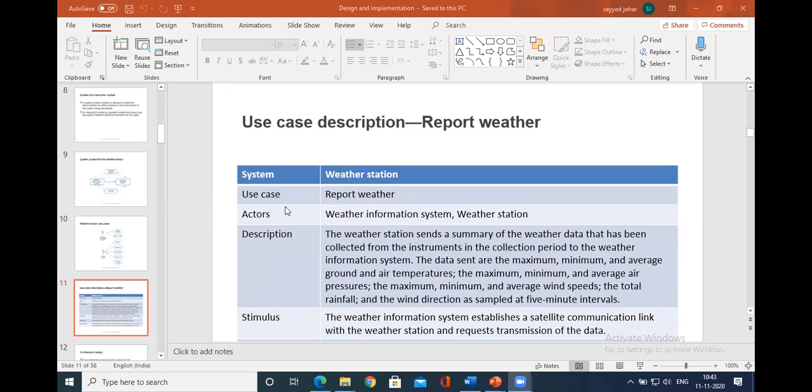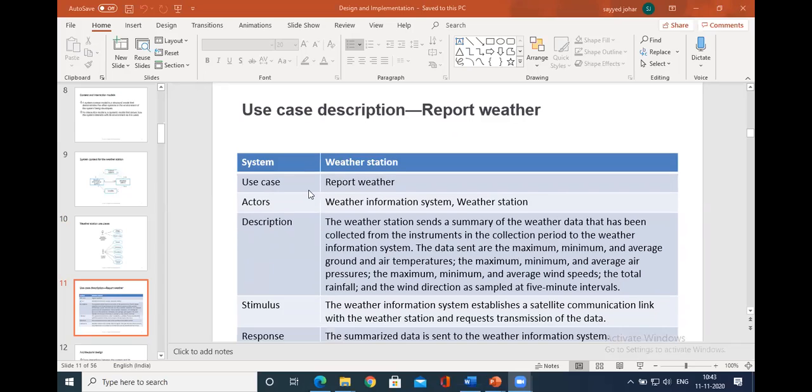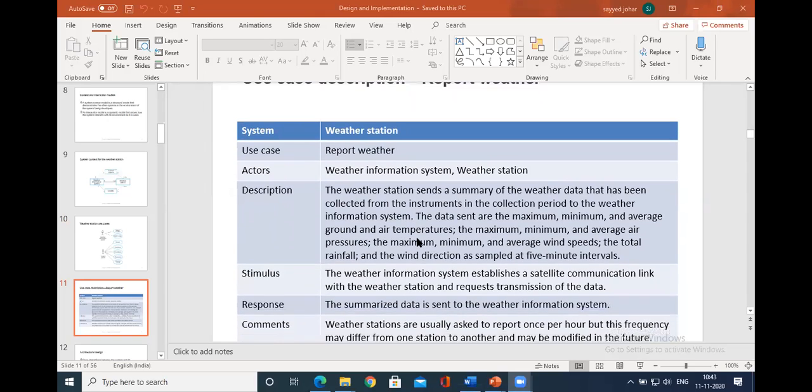As I said, before you start with the use case, you should have a demonstration of all the use cases that are being used. So this table represents the use case description report for a weather forecasting system. And we have a different high level architecture also.